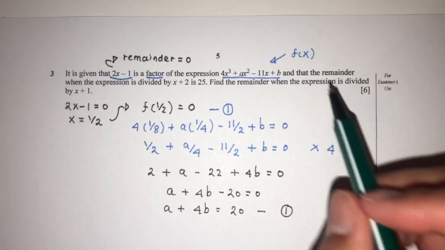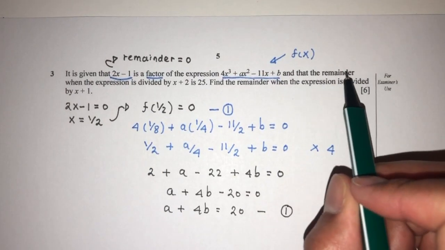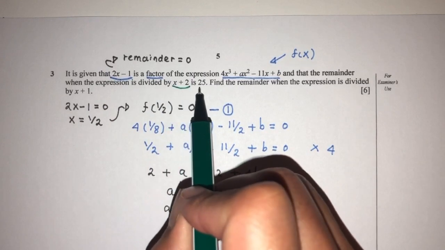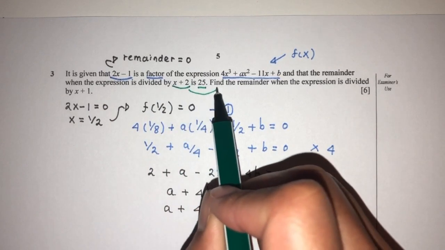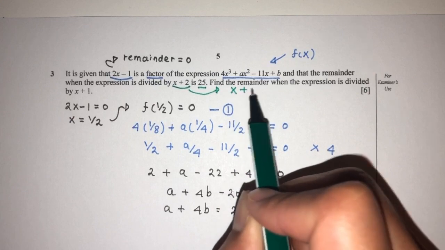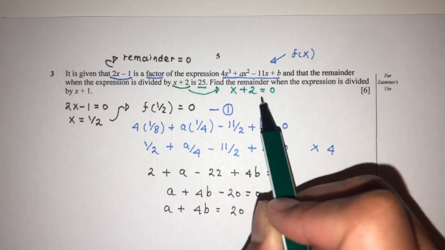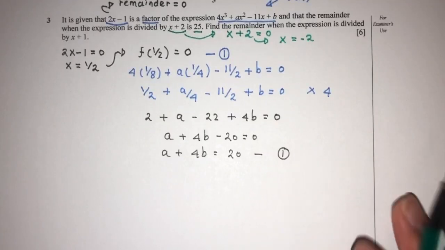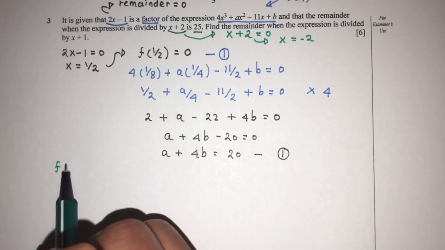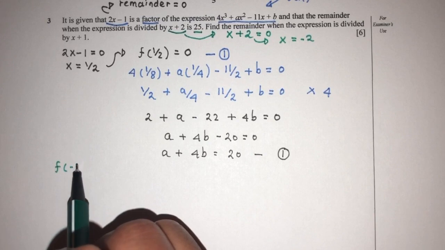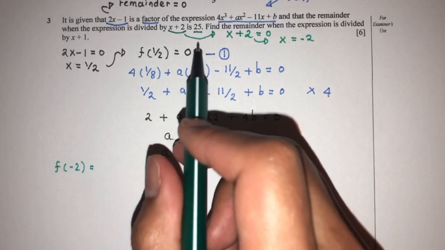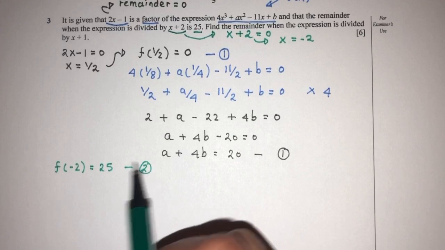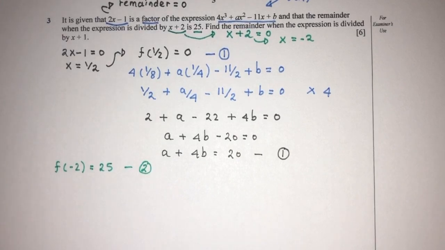Now, continue. And that the remainder when the expression is divided by this now is 25. So again, find the value of x. We equate that to 0, which means x has to be the value of minus 2. Now from this we understand that if f of the function takes the value of minus 2, the remainder is given to you by 25. So that is my equation number 2 that we have to simplify and see what happens.